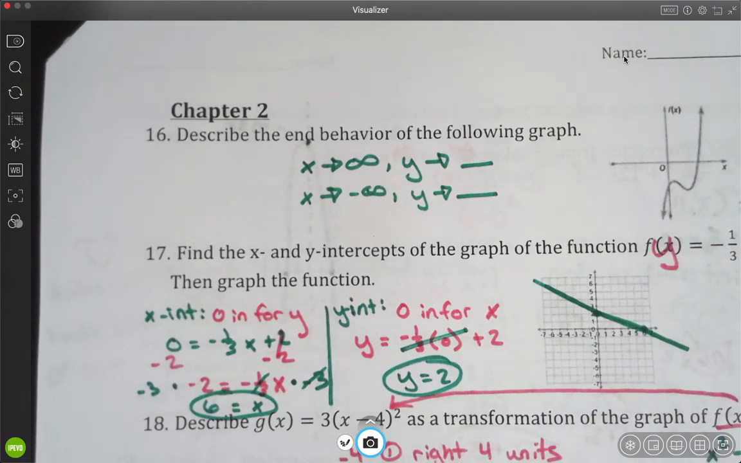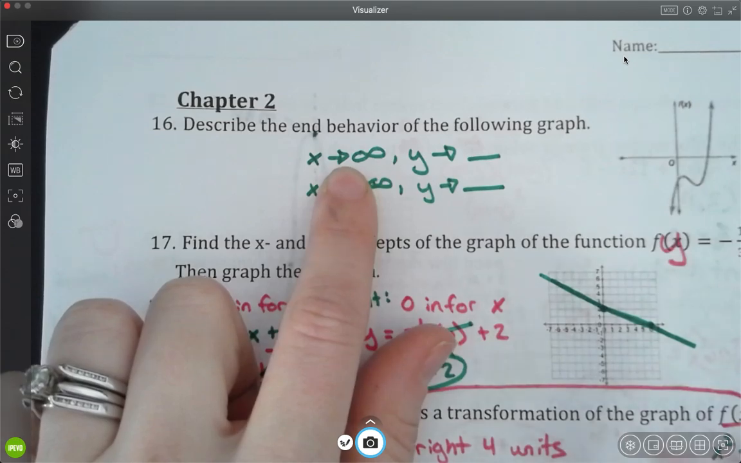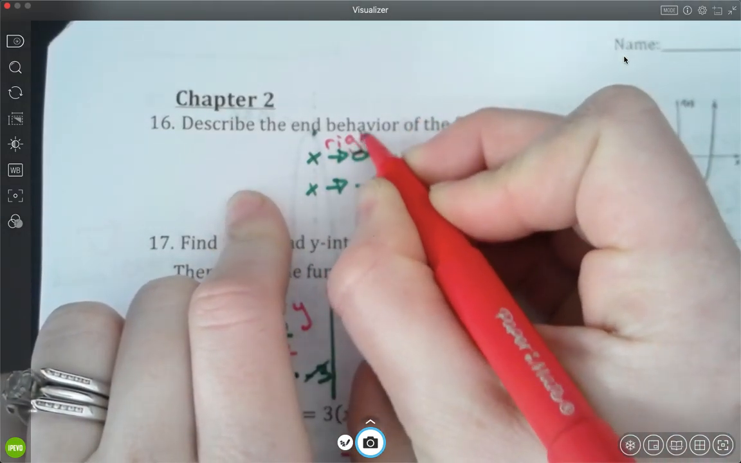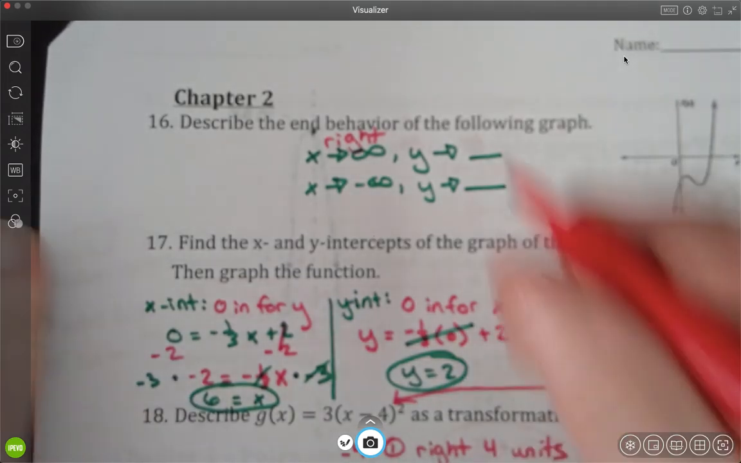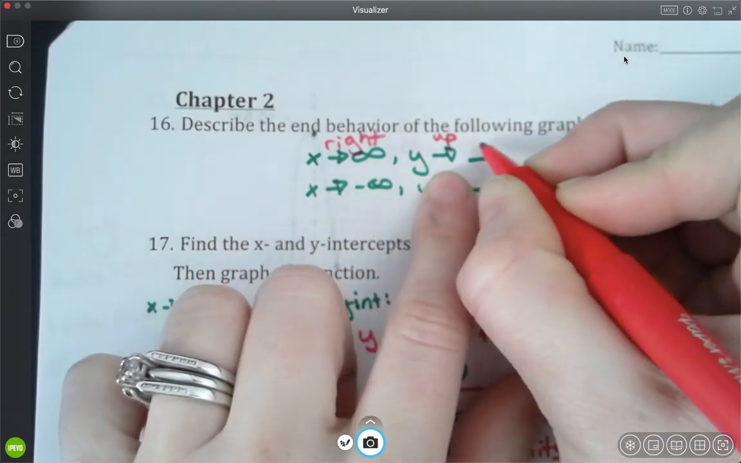Okay? Now I realize that this graph has bumps in the middle, but we're not looking at the middle, we're looking at the end behavior, right? What's happening on the ends. So the arrow on the right side and the arrow on the left side, what are they doing? If I tell you x is going toward infinity, that is going to the right. So as it goes all the way out to the right, what's happening to the graph? It's going up, which means y is going toward infinity.